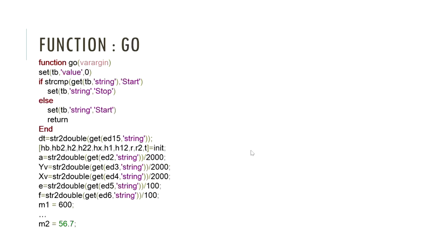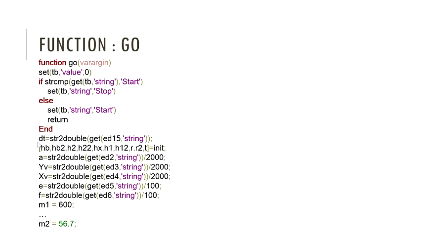Then we are going to see the main function. TB is the push button. If it is clicked, this function will run and set the text on the button to be stopped. DT is the time scale. The ball will go forward by its velocity times dt each time.